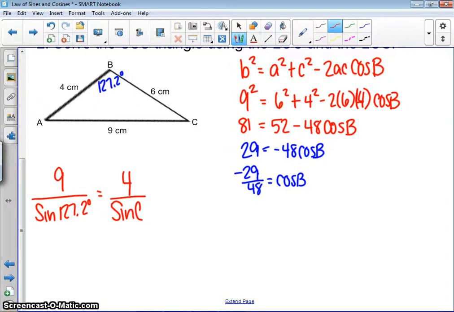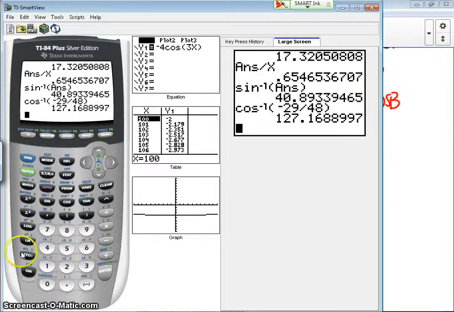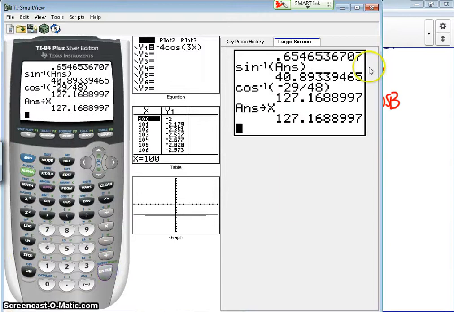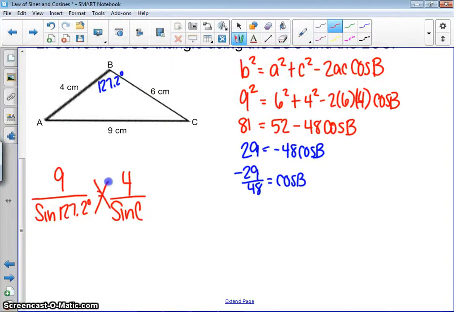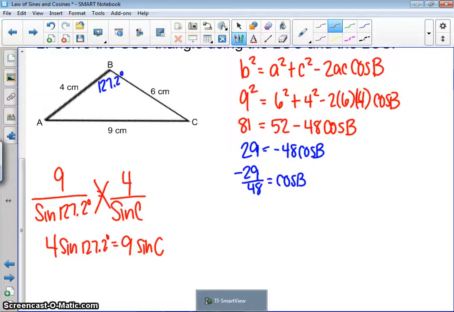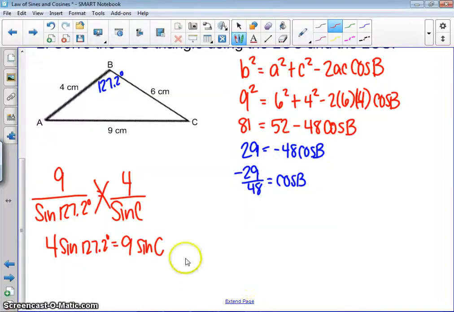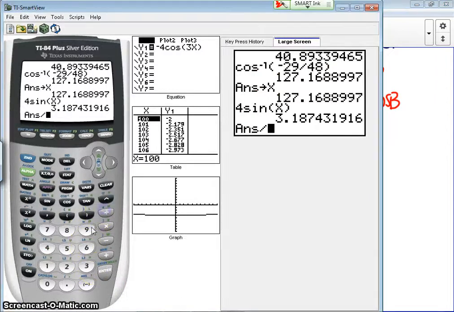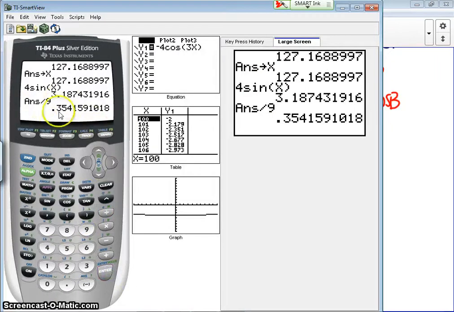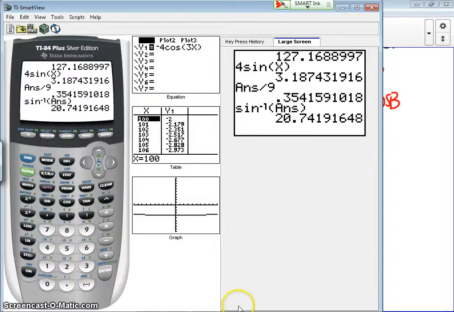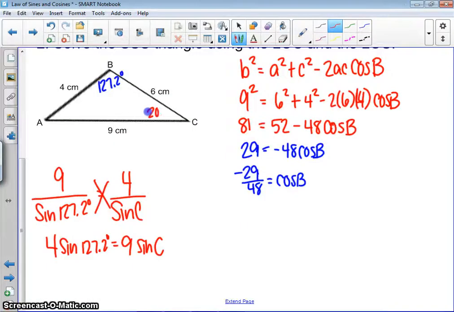Now, when I plug this in, remember this 127.2 is what I've rounded. I'm going to store that value for x so I don't lose the decimals. When I solve this, I'm just going to have 4 times the sine of 127.2 equals 9 sine C. At this point, you can just solve it on the calculator if you want to. I'm going to type in 4 sine x, where I stored that value for x. Then I'm going to divide by 9. Then I'm going to take the sine inverse. The sine inverse of that answer is just going to be 20.7. So that means this angle is 20.7.